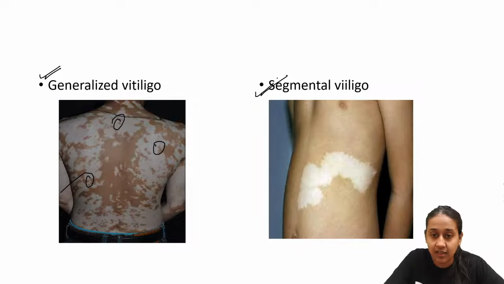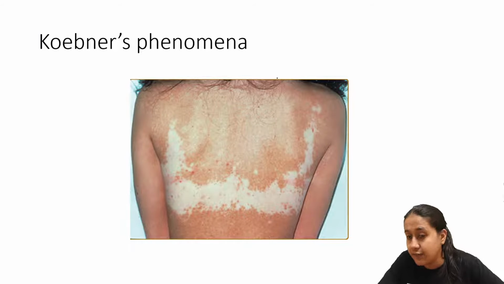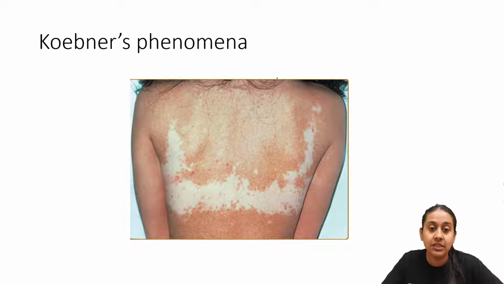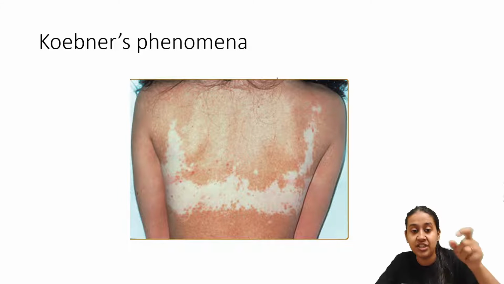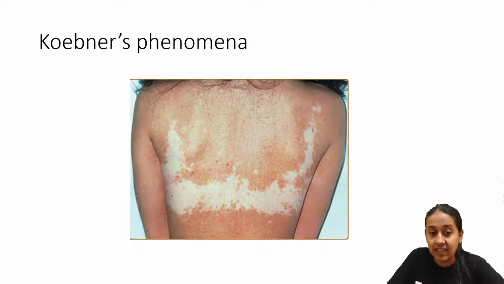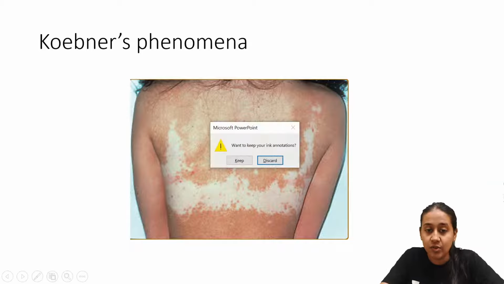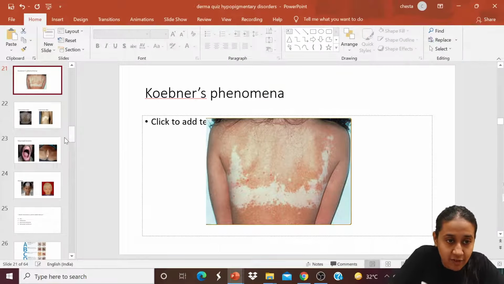Very, very interesting. Then we have Koebner's phenomenon. I hope you know what Koebner's phenomenon is. Koebner's phenomenon means that on friction, the patient develops the lesion. And here you can see that because of the undergarment, the patient has developed classical vitiligo lesions over those areas. So very well done all of you, very nice.